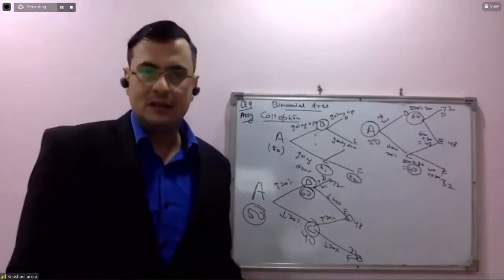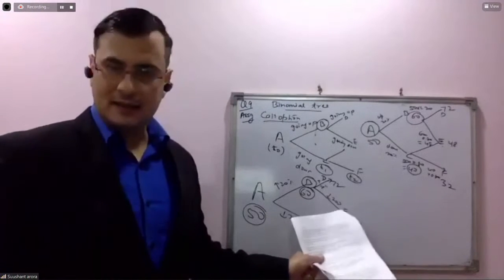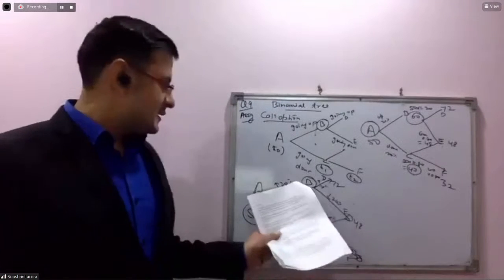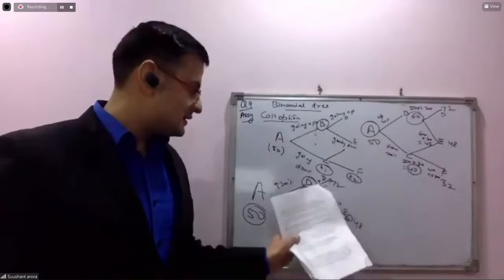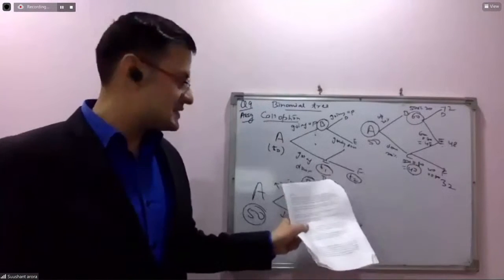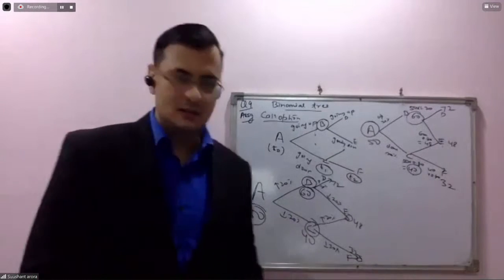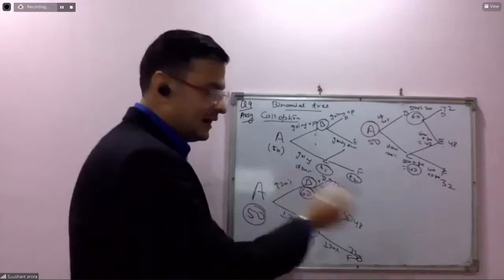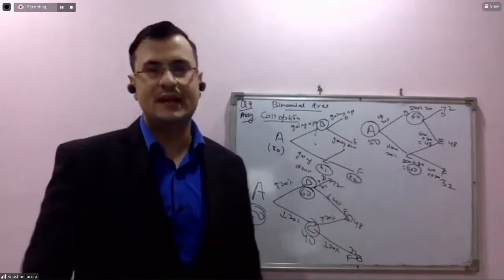A 20% decrease means 80% of that value. So 40 has two possibilities, 48 and 32. The B node has two possibilities, D and E. D is 20% above, which is 72, and 20% down, which is 48. You can do the calculation, it's very simple. 60 times 80% is 48, and 60 times 120% is 72.